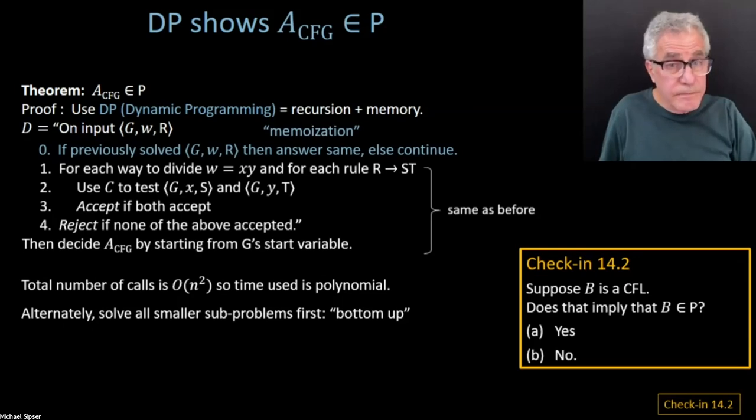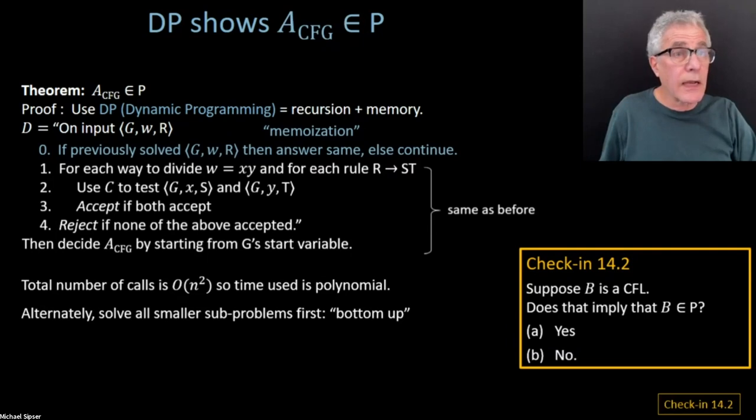Somebody's asking here, actually I'm getting several questions on this. Why isn't it order n cubed, or something greater than order n squared, because of the variables? The variables don't depend on n.